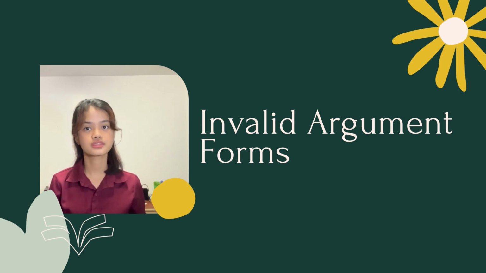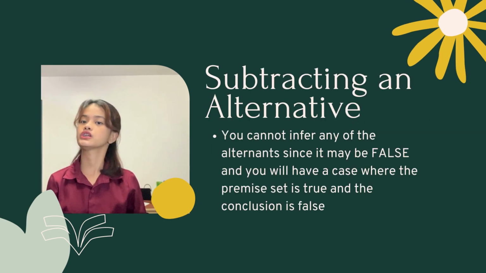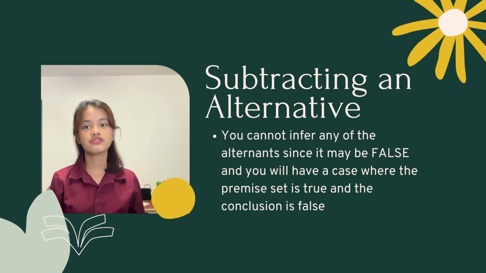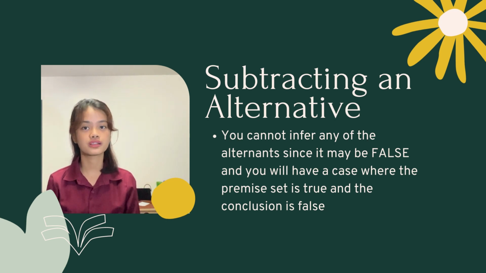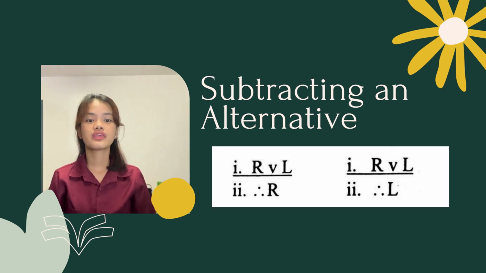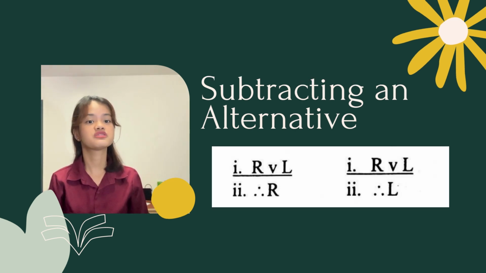conclusion is false. The first type is subtracting an alternative. Recalling the previous type, an alternation is true even if one of the alternants is false. This is the reason why we cannot infer or conclude any of the statements as true, since baka yun pala yung false na statement. Ganito yung tinatawag na subtracting an alternative, wherein we may encounter a case where the premise set is true and the conclusion is false.